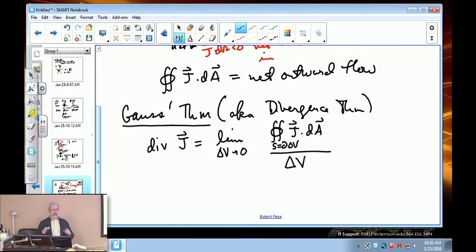Just like in the derivative, it doesn't matter whether you take the point at x and then go one step to one side, or step on the other side, or take the step half and half and then take the difference. As long as you take the difference and then shrink it, it doesn't matter where you take that difference, you're going to get the same value of the derivative. In the same way, the shape of this volume doesn't matter.